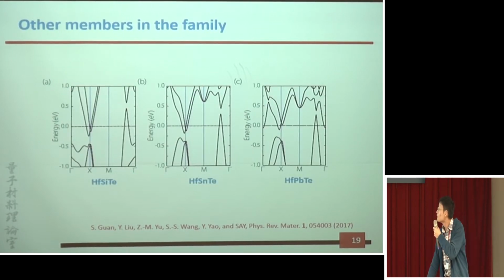And also, by replacing the elements, I can find some other examples. All these examples actually exist in bulk form, which means just by exfoliation, you may get a 2D spin-orbit Dirac material.